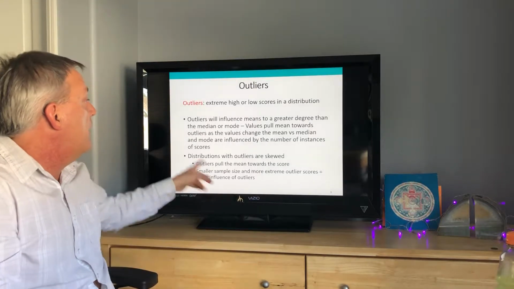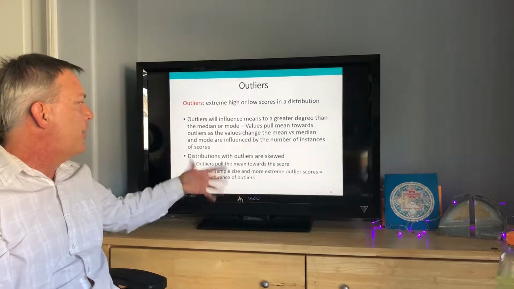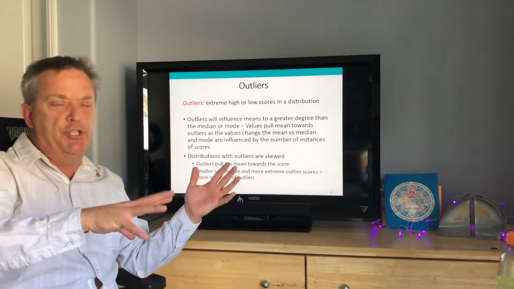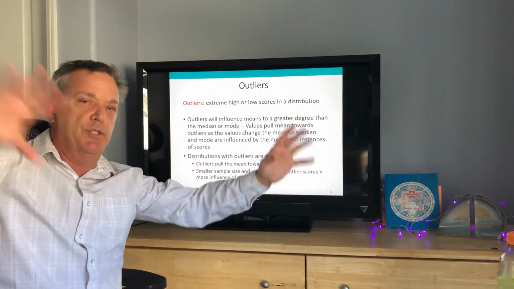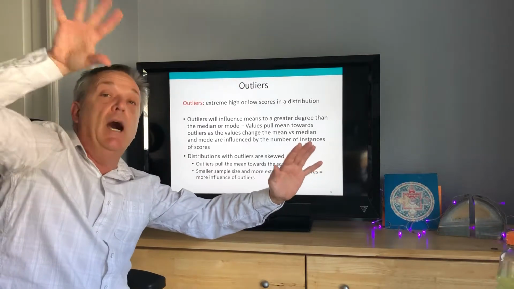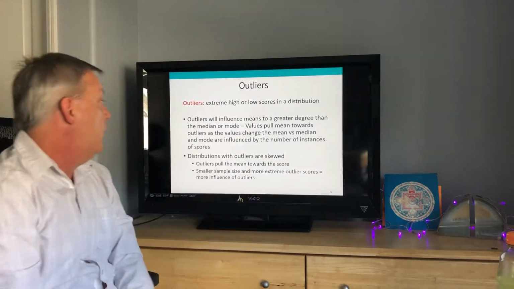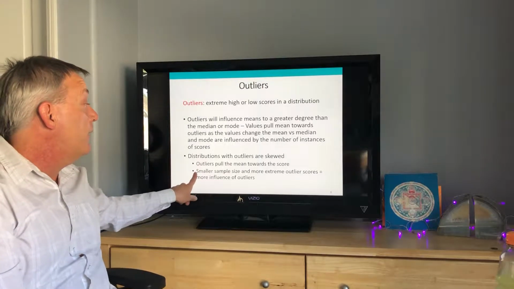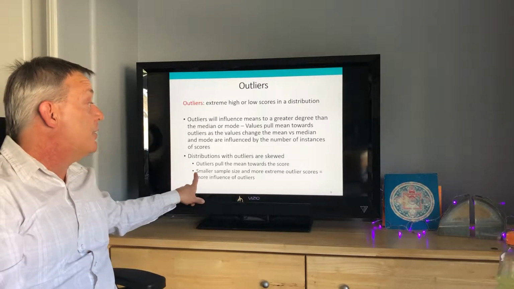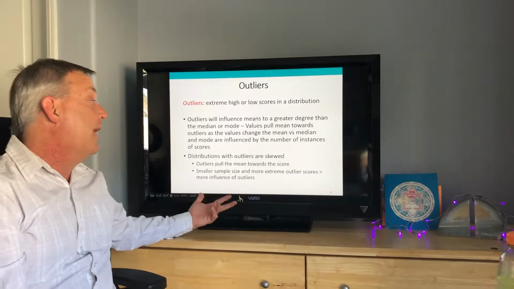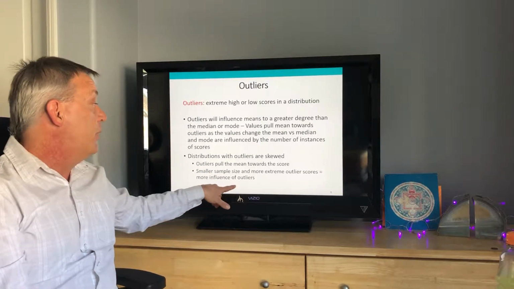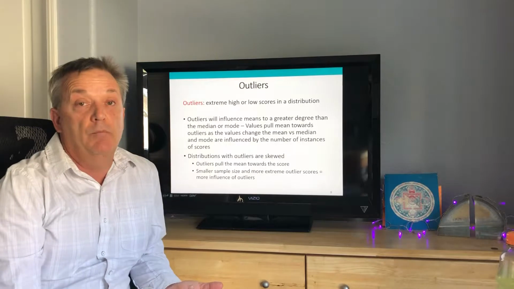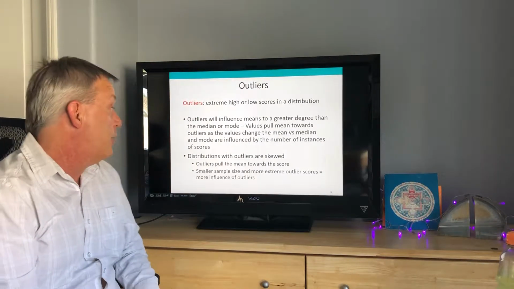Distributions with outliers are skewed, of course. That's the definition, right? They're all on the outside, and so it's creating a high area in one area and a low area in the other, for example, or the middle. Important here: when you have a smaller sample size and more extreme outlier scores, the outliers will influence the mean much more.